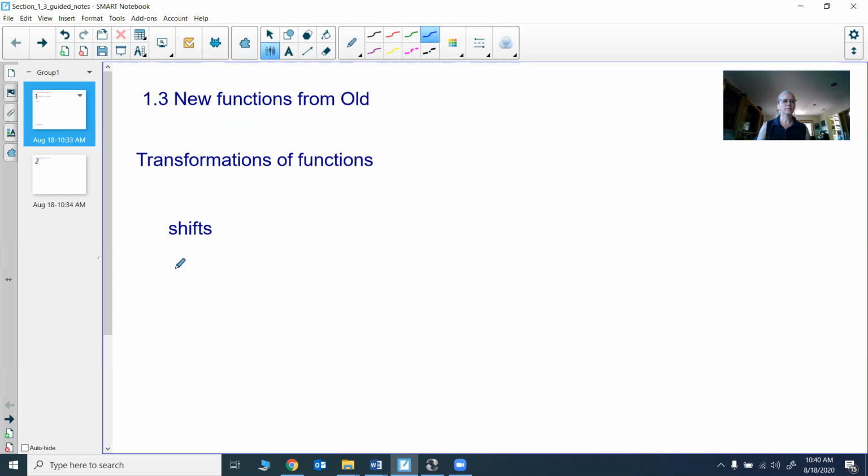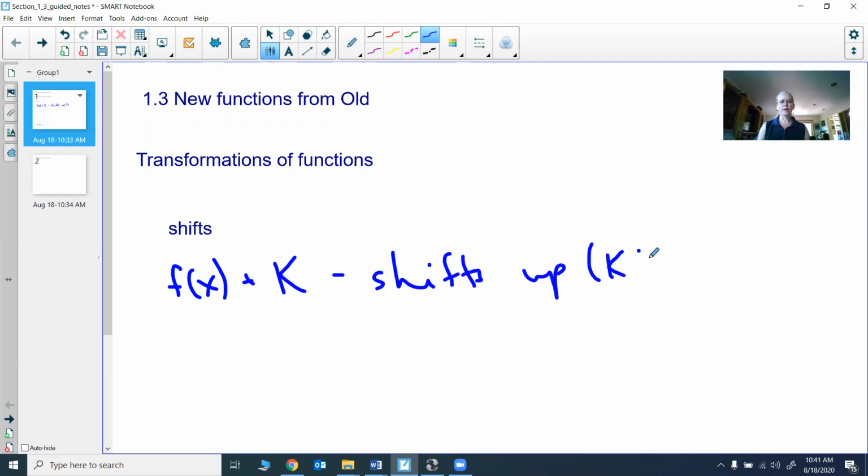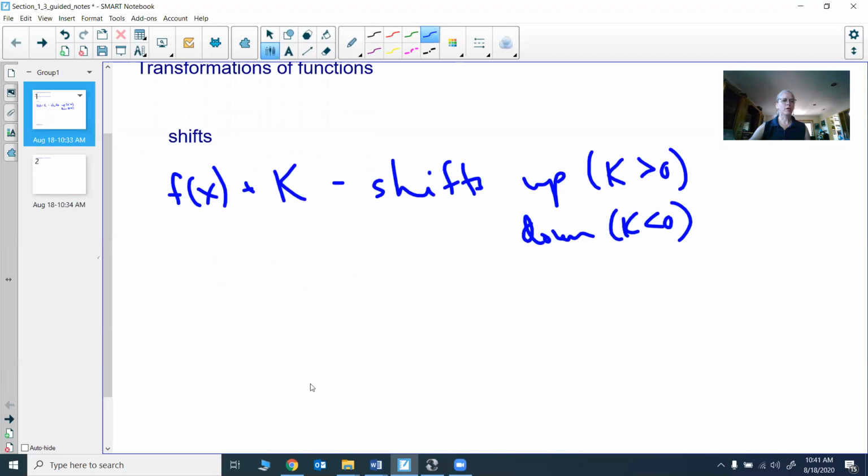Shifts are things like you take a function and you add some number to it. This shifts up or down: up if the k is positive, or down if the k is negative. All it does is take your function and shift it totally up or down in the graph.